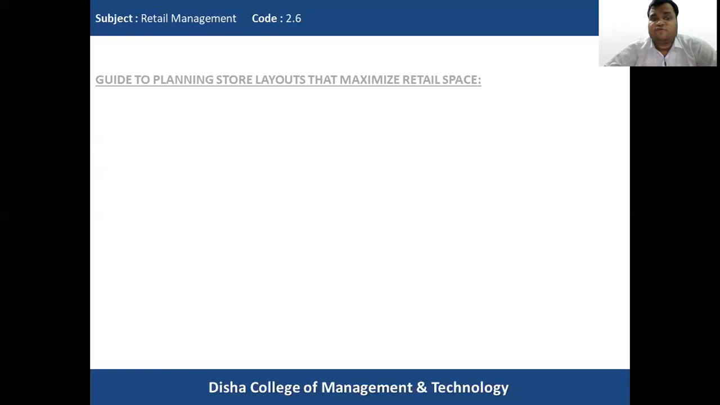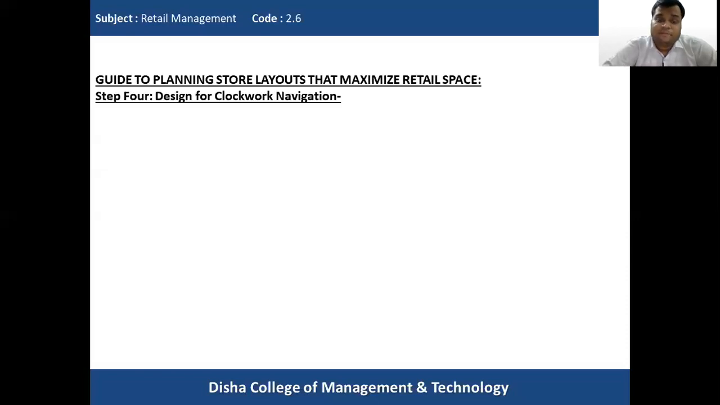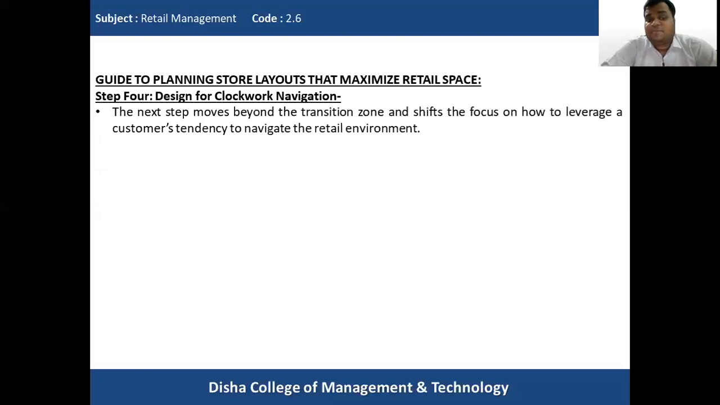Now coming to step 4, which is very important in planning the right store layout that will maximize the retail space: design for clockwork navigation. We'll understand that the next step moves beyond the transition zone and shifts the focus to how to leverage a customer's tendency to navigate the retail environment. Whenever the customer moves beyond this transition zone, he actually enters the store, and this is where the retailer has to focus on how to leverage the customer's tendency to navigate the retail environment.